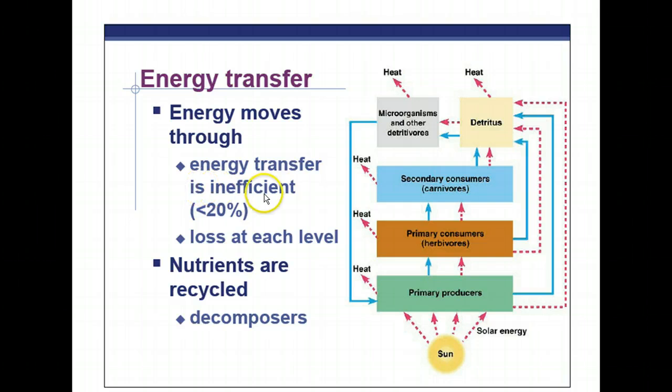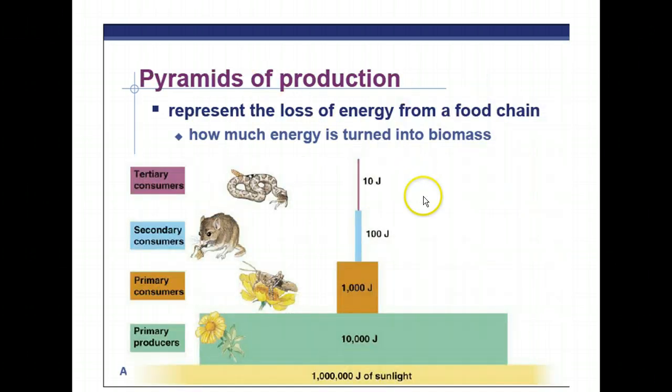Energy transfer: remember that energy transfer is much less than 100% efficient. Only about 20% or less of energy makes it to the next trophic level. The other 80 to 90% is lost as heat. Nutrients are recycled, however. The blue represents matter, and the matter does get recycled in the ecosystem back to the producers, whereas energy gets lost as heat at every step. Pyramids of production: this is an energy pyramid showing the loss of energy at every trophic level. We have 10% of the 10,000 joules of energy stored in the tissues of the grasshopper. That's only 1,000 joules.